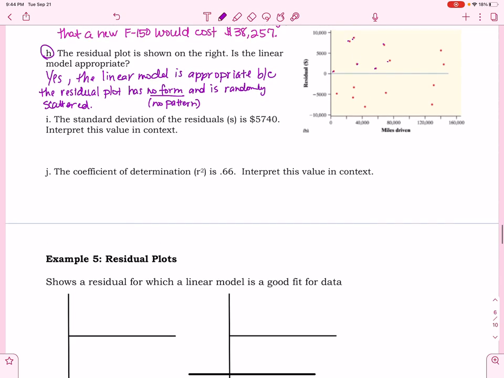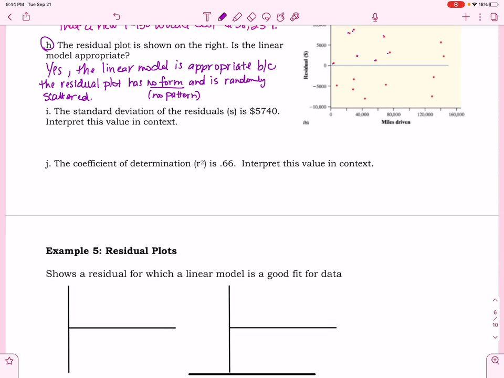So part I, the standard deviation of the residuals, is 5,740. Interpret this value in context. Well, I told you in another video that the standard deviation of your residuals is the typical distance you typically see between your actual values and your predicted values. So the way we are going to interpret this is something like this.